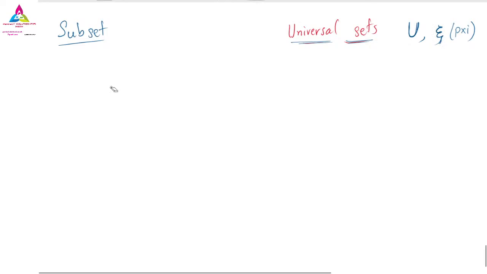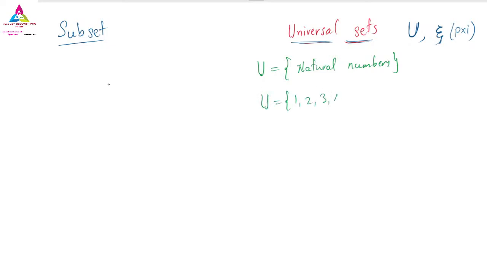Okay, so the universal set is nothing but one set which contains all the elements. For example, if you have a universal set, we always write it as U, or xi, but in most cases we go for U. U is equal to, I will take all the natural numbers. Natural numbers means containing from 1 to infinity. So I can take U as 1, 2, 3, 4 and so on, because we don't know the last value. So this is called a universal set.